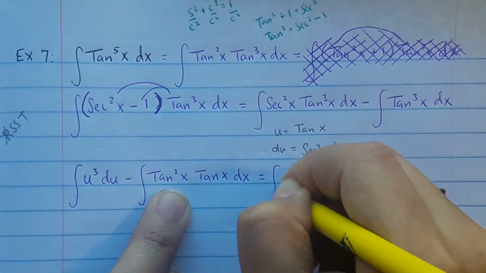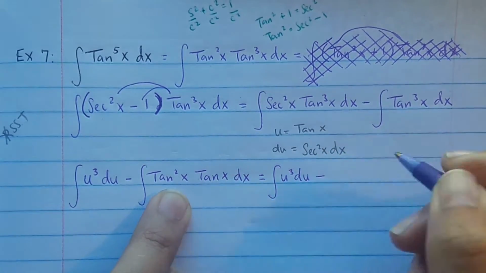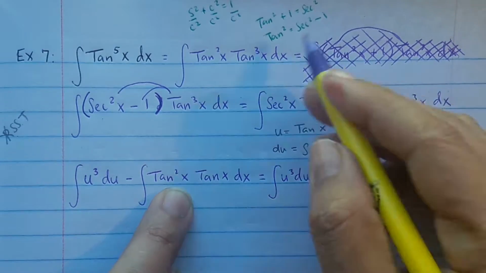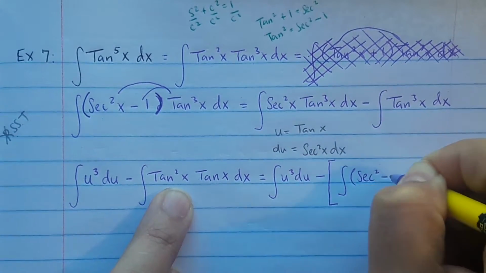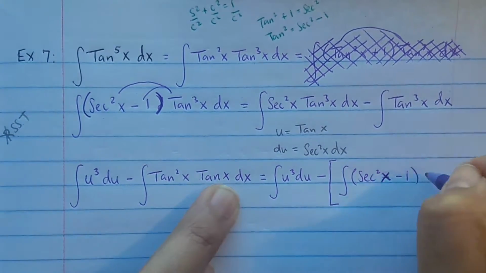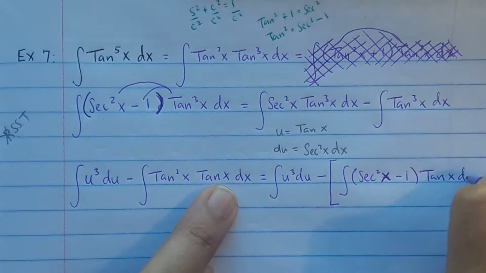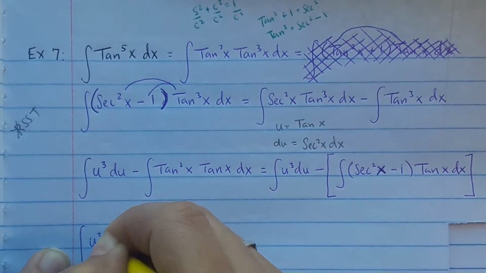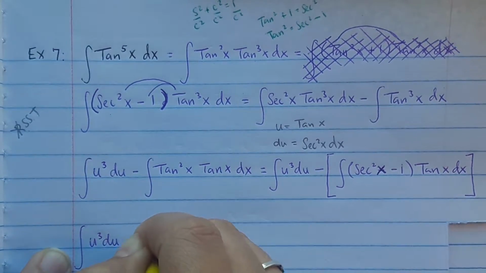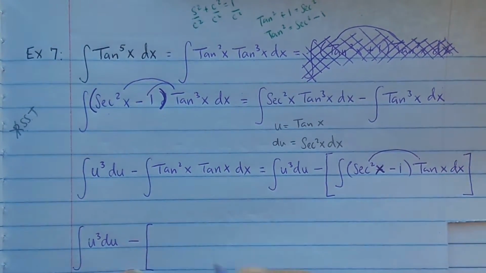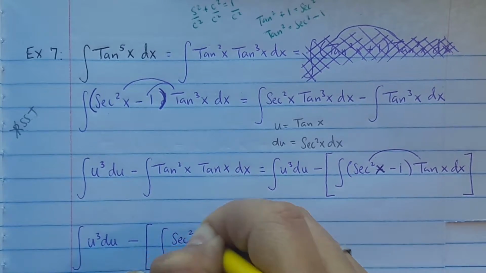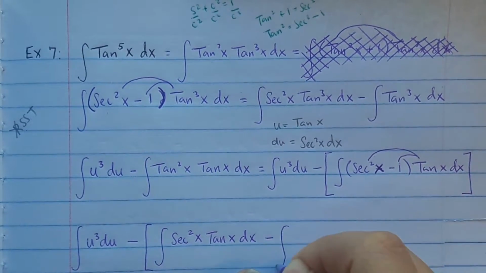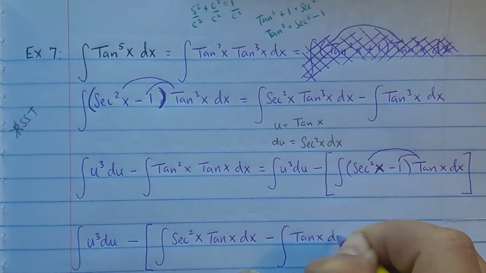We're going to substitute in tan squared x. So I'm going to put parentheses so I don't get confused, because now I'm about to split it up again. So secant squared x minus 1 times tan x. Go ahead and distribute it in like we did before. So I'm going to rewrite it: the integral of u cubed du minus, put it in parentheses so I don't get confused with the signs. Distribute it in, separate them. So the integral of secant squared x tan x dx minus the integral of tan x dx.